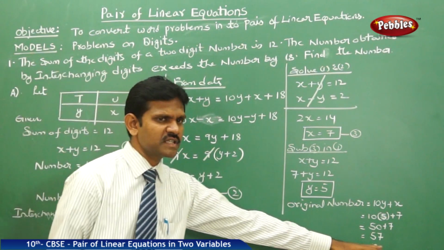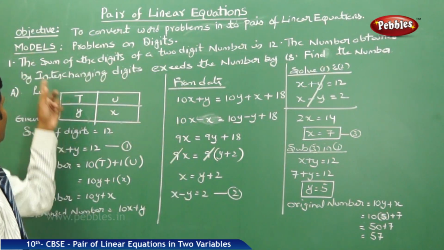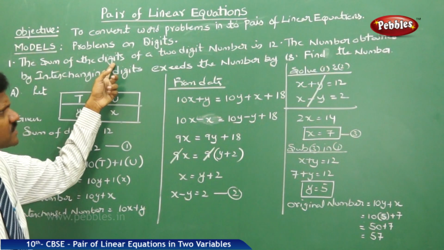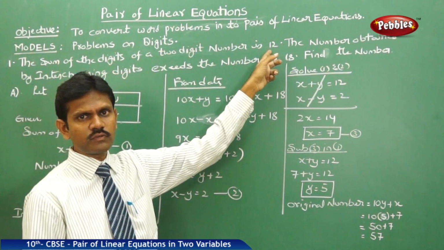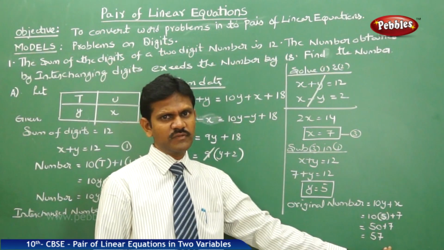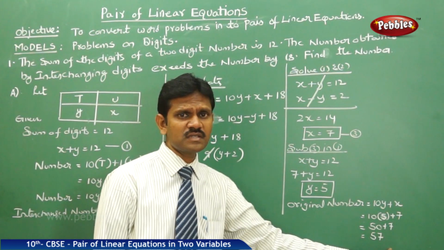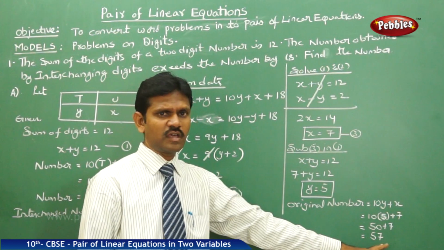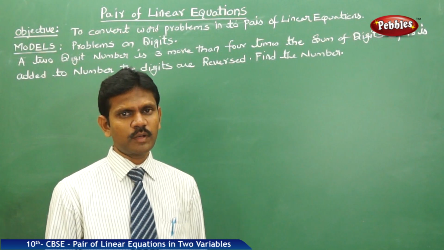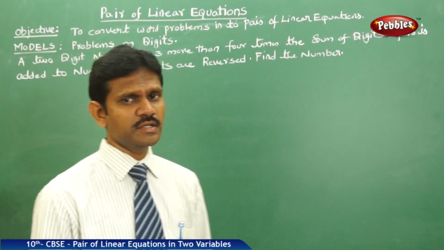Now let us check whether it is correct or not. Please go to your question. The sum of the digits of a 2-digit number is 12. Your 2-digit number is 57. Now 5 plus 7 is 12. Okay, hence the checking. Okay, let us see the next problem, which is based on the digits.